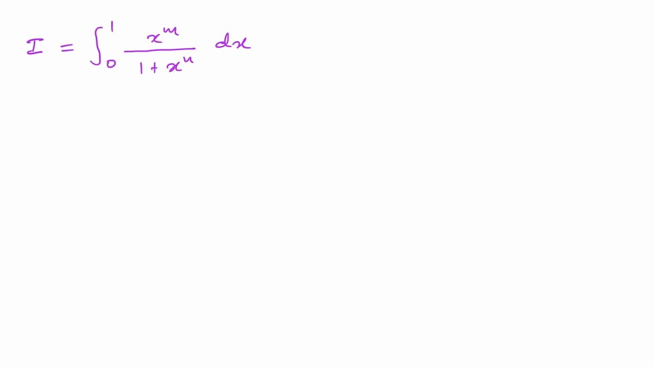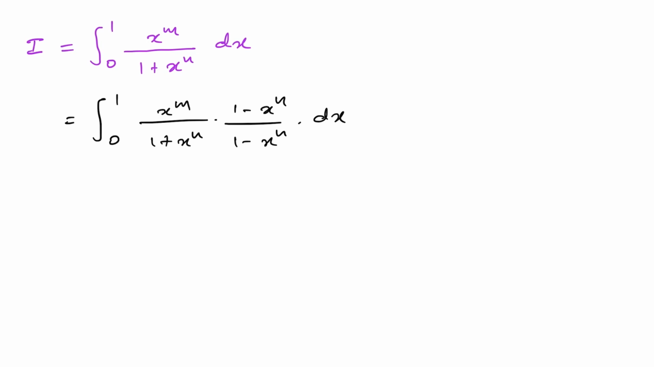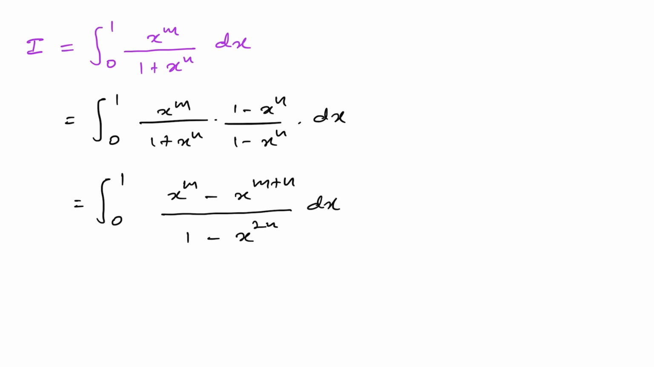How to begin? As a first step, for the integral from 0 to 1 of x to the m over 1 plus x to the n, I am going to multiply both numerator and denominator by 1 minus x to the n. Now let's simplify. We have the integral from 0 to 1 of x to the m minus x to the m plus n over, in the denominator, the difference of two squares, so 1 minus x to the 2n, dx.